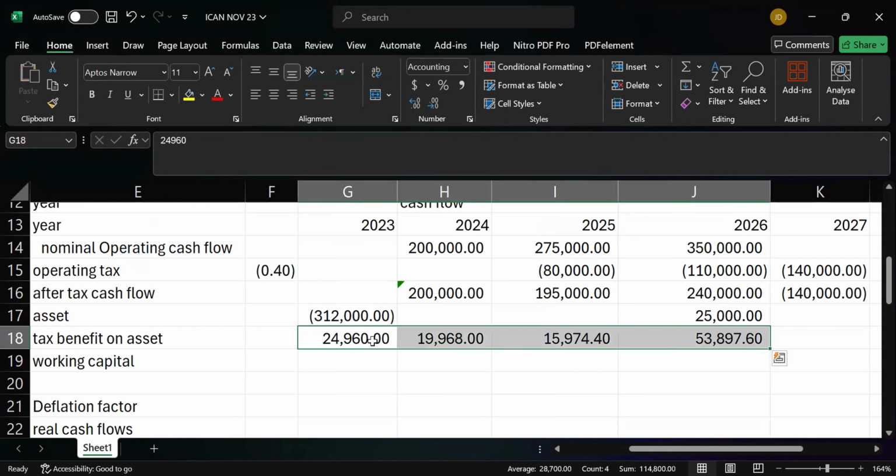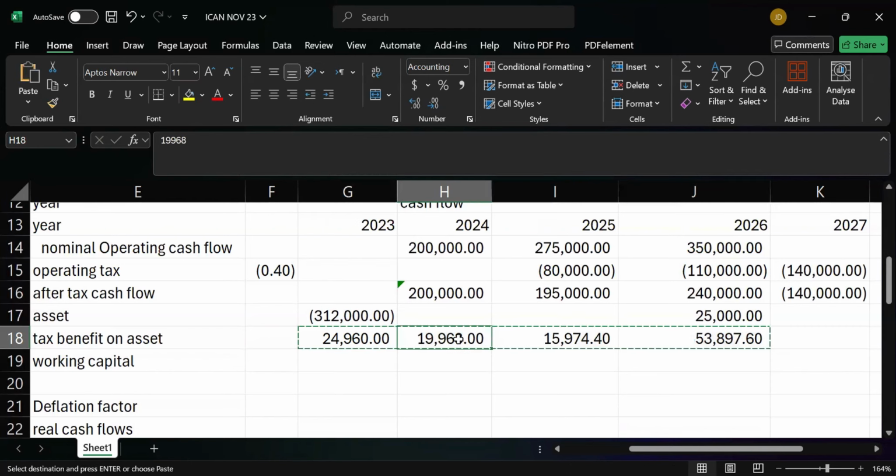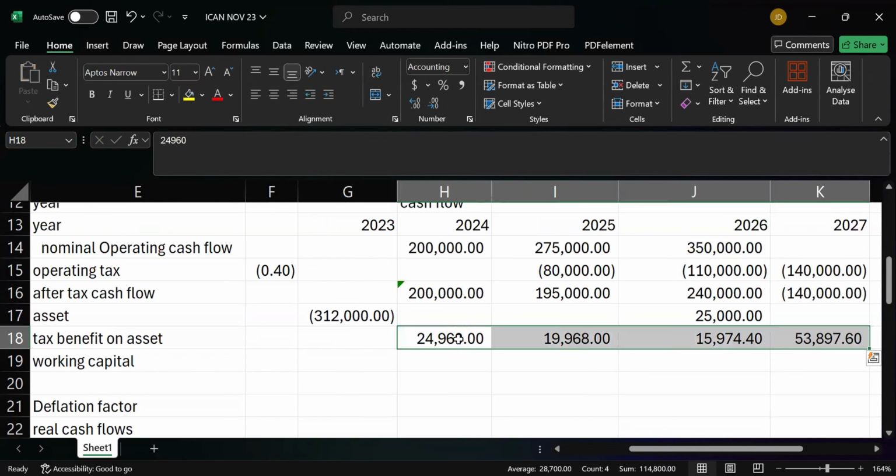So this is the timing. This is what we calculated earlier on 2026. But tax is paid one year in arrears. So year zero tax will now be paid in year one. So this is the way it will move.